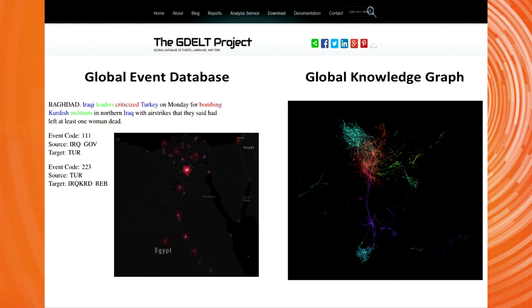One, it goes through and tries to understand what physically happened here. So in this particular case, we see an article that tells us two things happened here. Iraq diplomatically criticized Turkey. The reason for that was because Turkey bombed Kurdish militants. So taking that text and trying to understand about 300 categories of what physically happened here, so being able to catalog protests, et cetera.